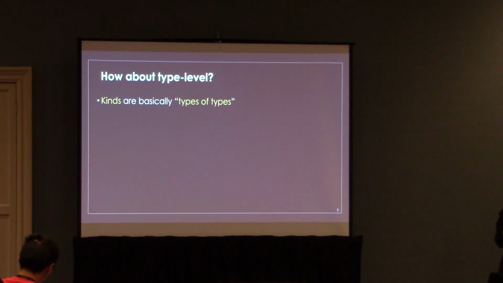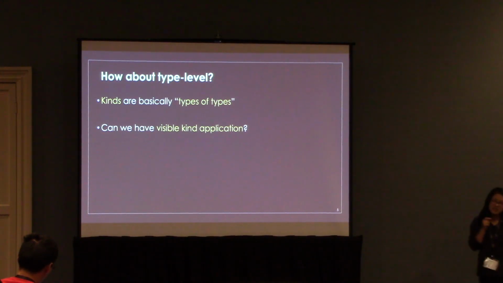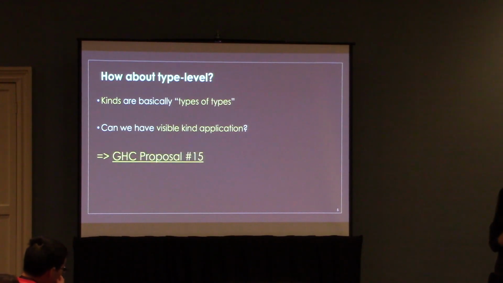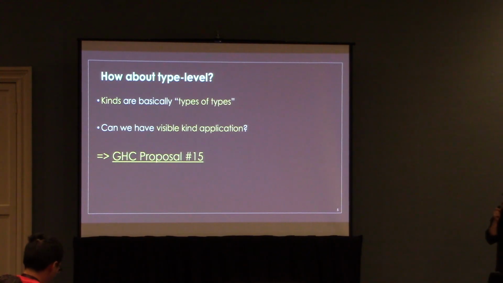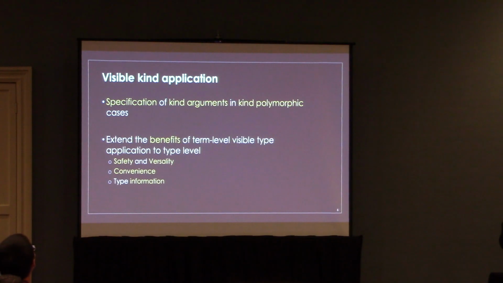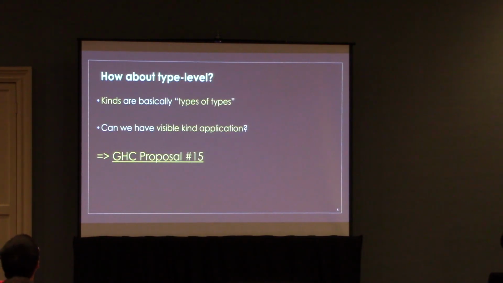Kinds are just basically types of types. So if you have visible type application, why can't you have visible kind application, which is type level visible type application, as I like to say. This has led to a GHC proposal, number 15. I have linked to this if you want, but I won't go into details here. But anyways, that's the proposal that I was implementing.